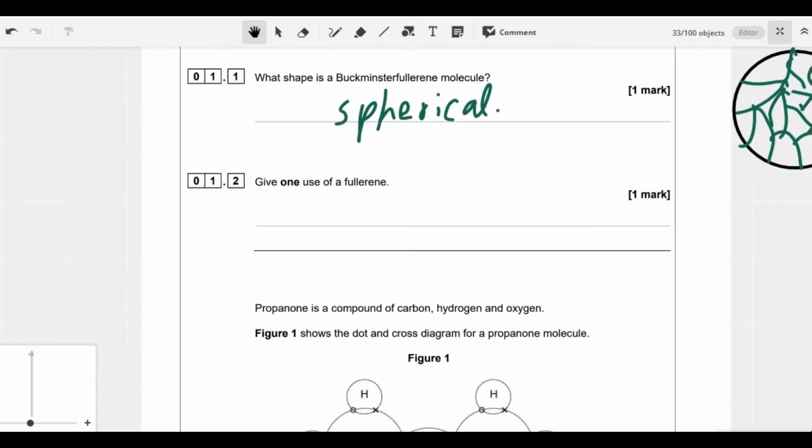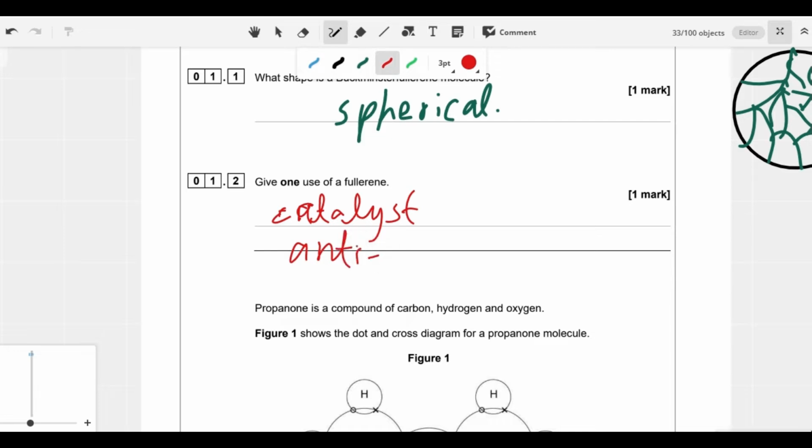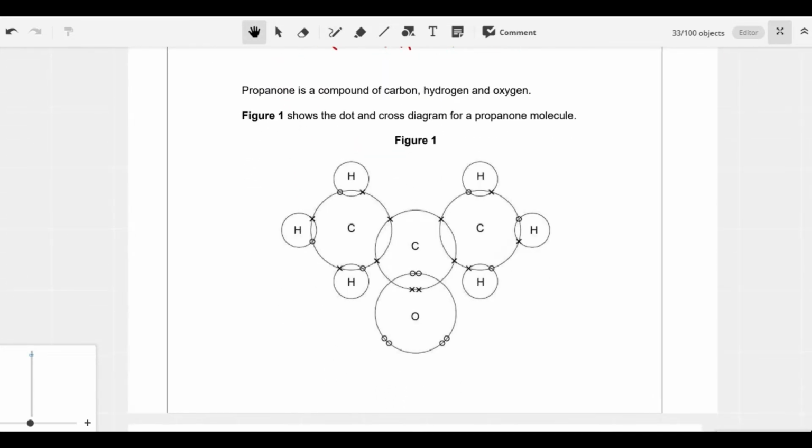And the next one, give one use of the fullerene. There are a lot of uses of that molecule, but here you can write it acts as a catalyst. And the second one you can write is that it is also used as an antioxidant.